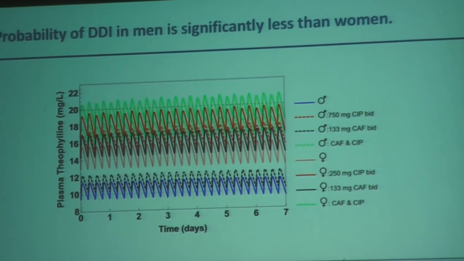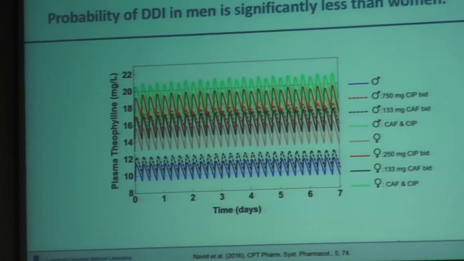So this just shows that, at least when it comes to theophylline, it is really about time that we begin to do 2 separate measurements and 2 separate dosing for men and women, because there is a big difference when it comes to how men and women metabolize drugs.